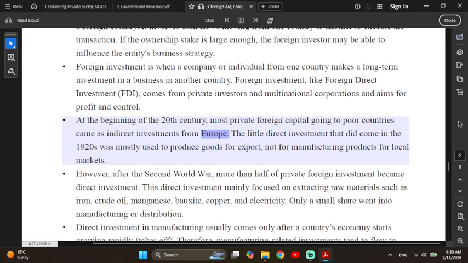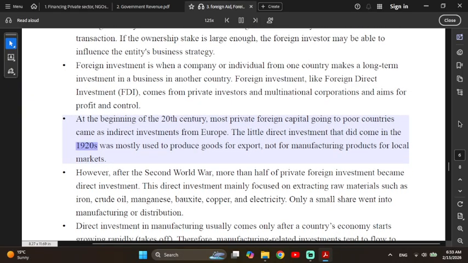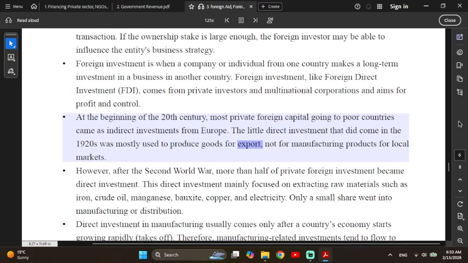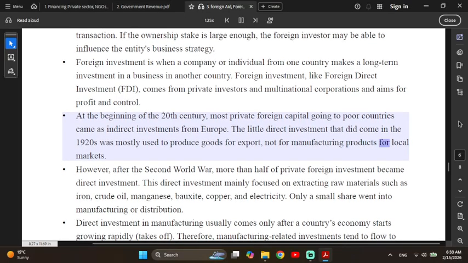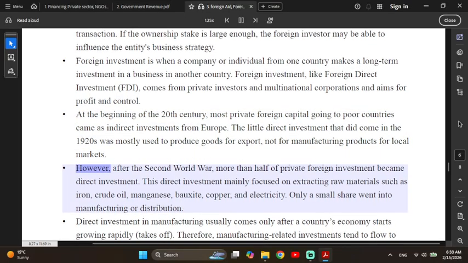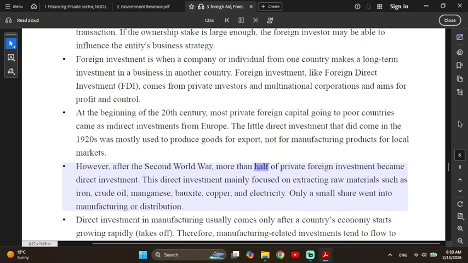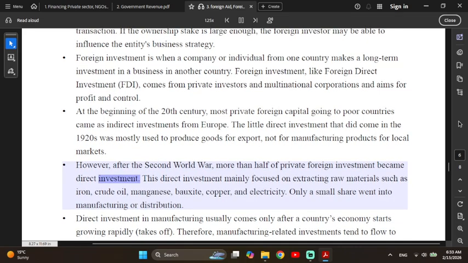At the beginning of the 20th century, most private foreign capital going to poor countries came as indirect investments from Europe. The little direct investment that did come in the 1920s was mostly used to produce goods for export, not for manufacturing products for local markets. However, after the Second World War, more than half of private foreign investment became direct investment.